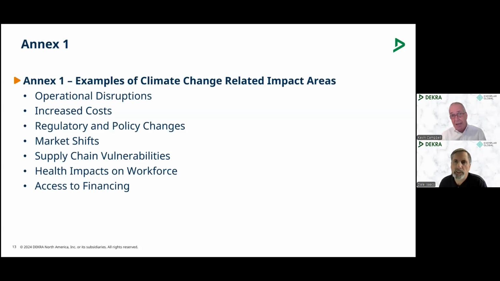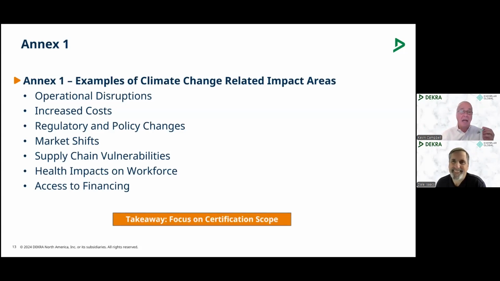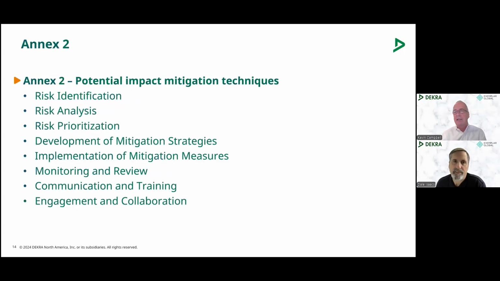If you haven't thought about it, it's time to consider climate change. So what do we do if we say it's relevant? We do the same thing we do for everything else. Remember, 4.1 and 4.2 are called out in 6.1.1 on risks and opportunities. That's where you say this is a relevant issue, and then what are we going to do about it? Are you establishing objectives to meet it? We identify the risk, analyze it, prioritize it, and develop mitigation measures, just like on the SEC slide I showed you. We monitor, review, communicate, and provide training, engagement, and collaboration. And remember, it doesn't go away.